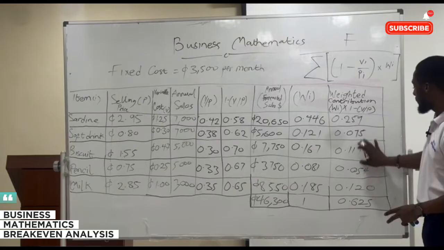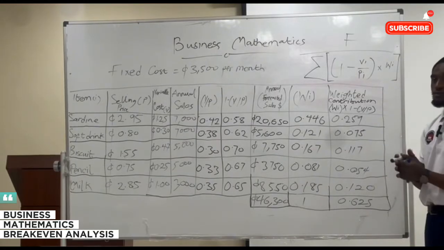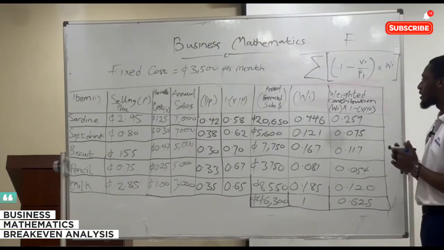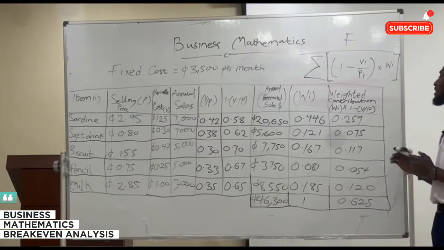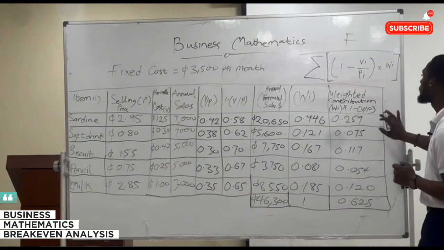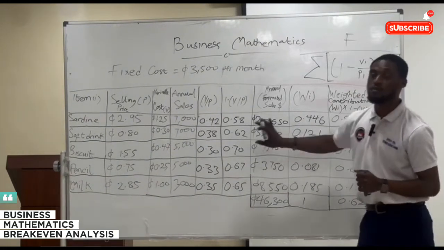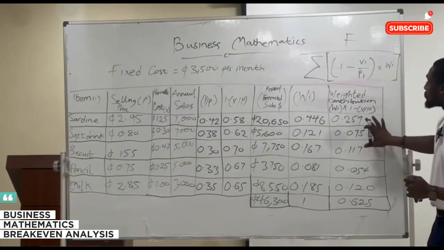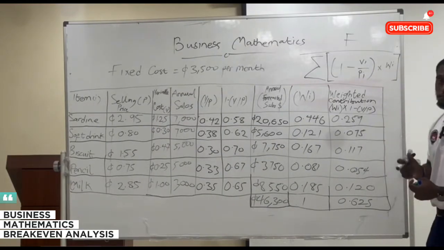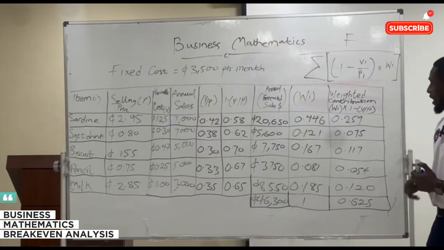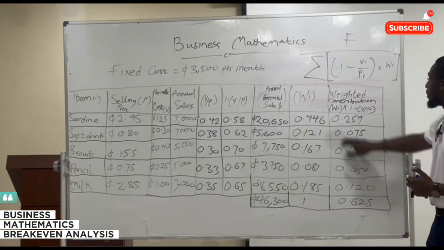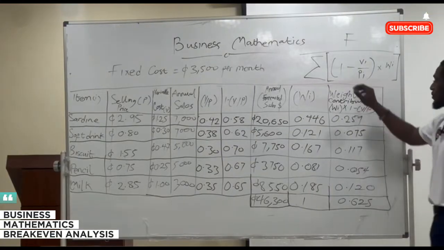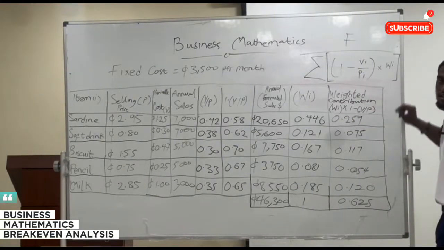After getting the figures, we added them to get the sum of weighted contribution. And as I said, this is where we will be climaxing the whole table. And now after getting your weighted contribution, you add them. You add the figures you got. And the sum here represents the denominator.